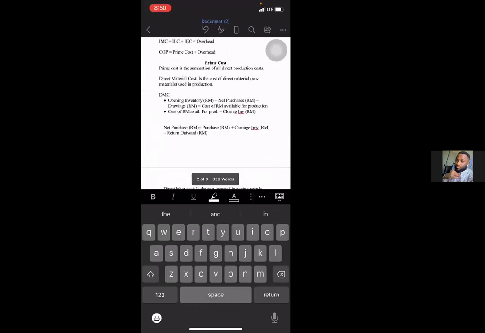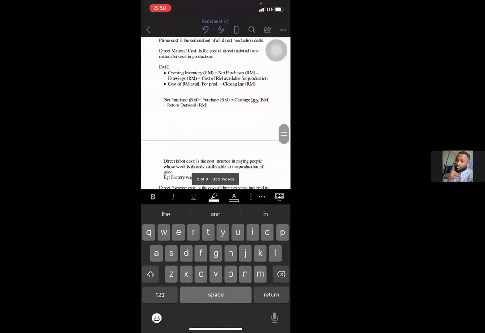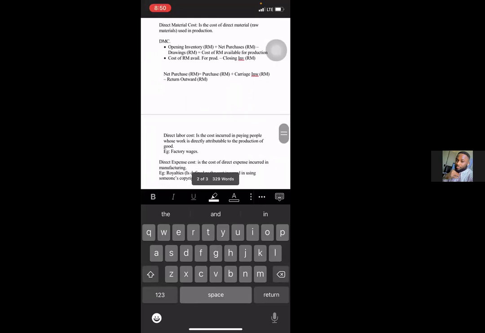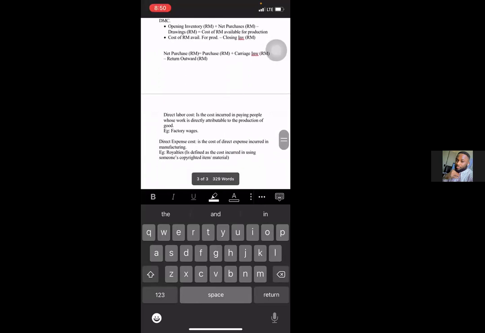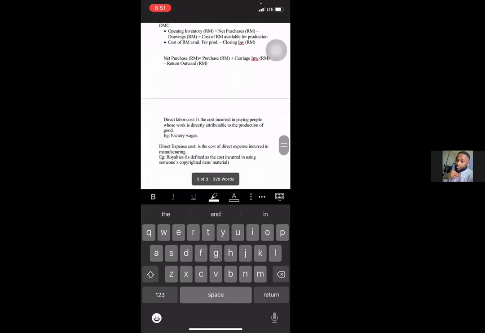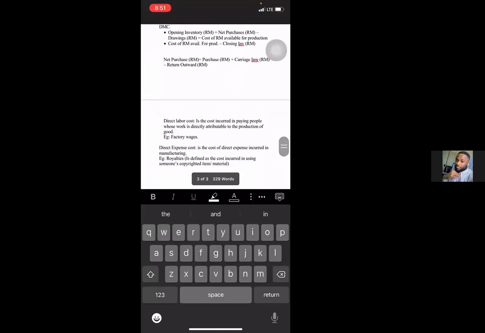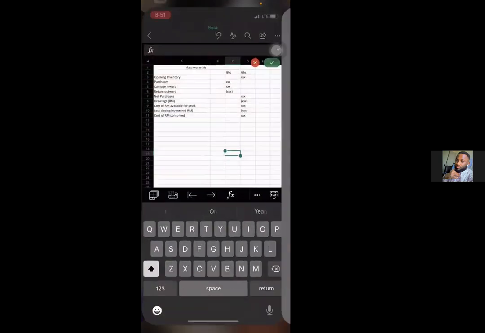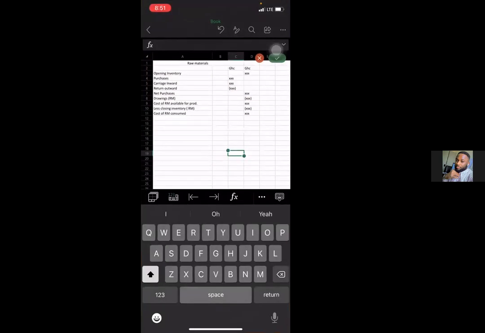Good. So under prime cost, we have direct material cost, direct labor cost, and direct expense cost, right? So if you want to know prime cost, we add direct labor and direct expense, right? So here, this is for direct material, all right?